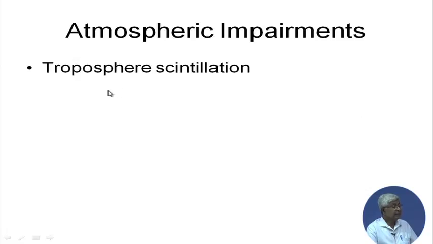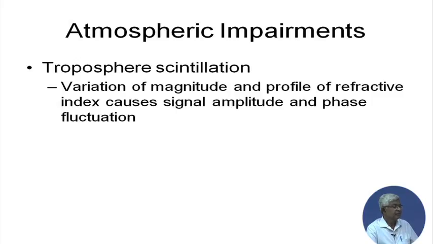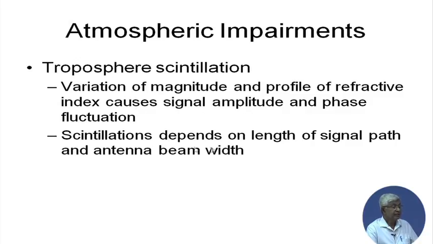Then there is something like ionosphere scintillation. Troposphere scintillation can also occur with a small bubble-like thing where there is higher density and perturbation in a smaller region for a smaller time. So this variation of magnitude and profile of refractive index causes signal amplitude and phase fluctuation. This scintillation depends on the length of the signal path and antenna beam width, etc. If the antenna beam width is very large, then the scintillation effect is very small.